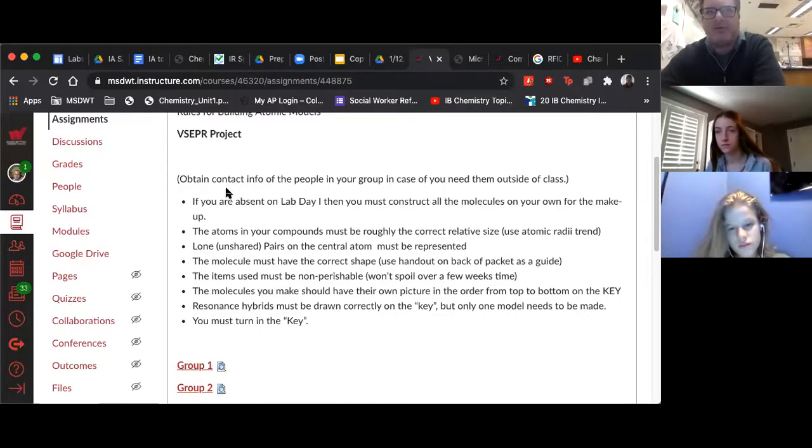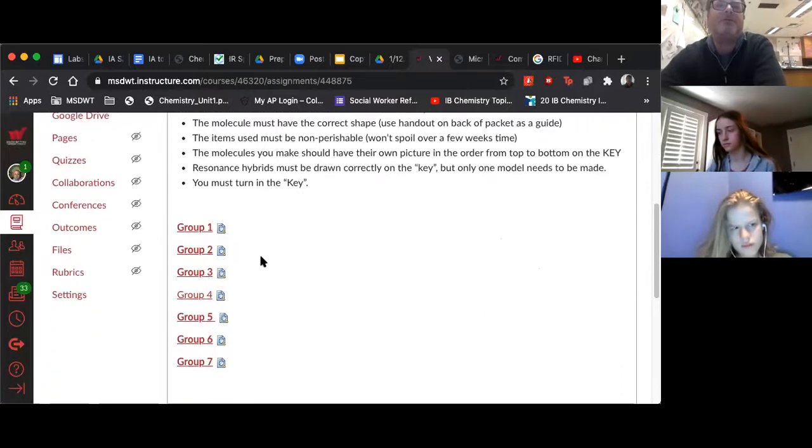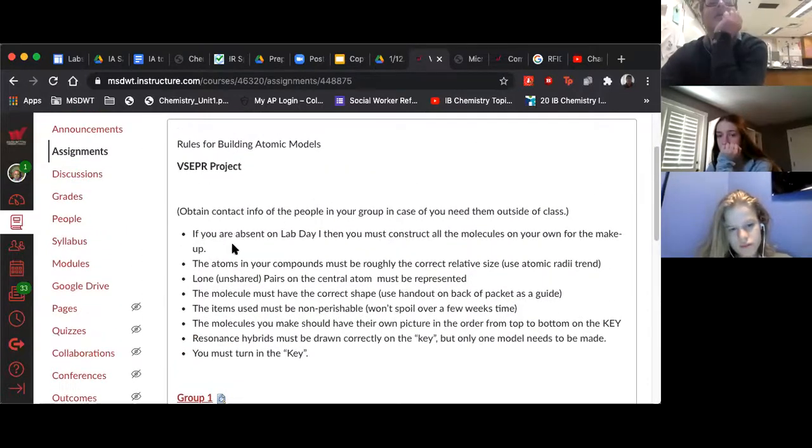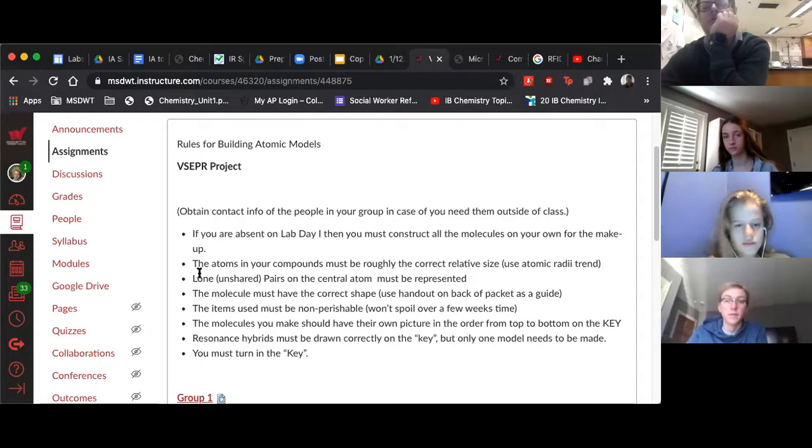You'll be able to work in groups of, how big is this class? Let's see, we got 13 people. So I have enough for 7 groups. So looks like groups of 2 maybe. If you're absent on day 1, you can do it all by yourself. So if you're absent tomorrow, you'll need to get it done by yourself.